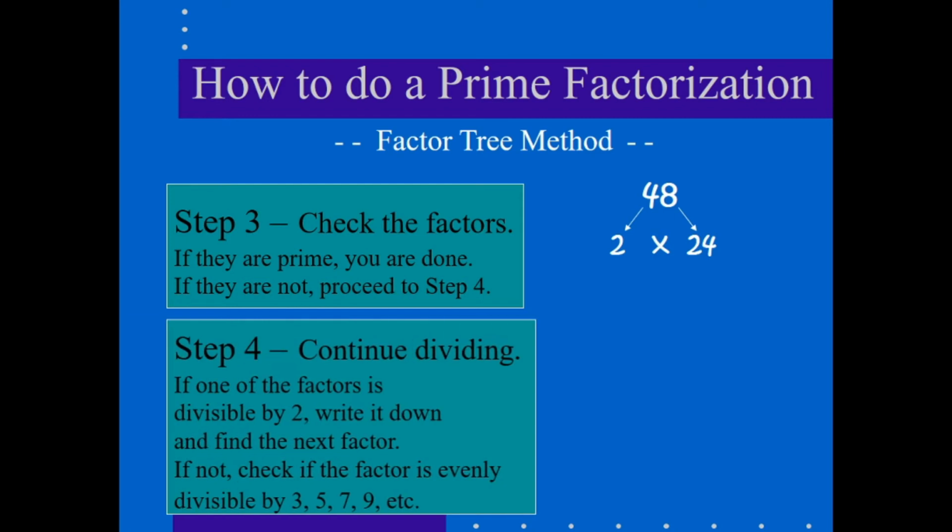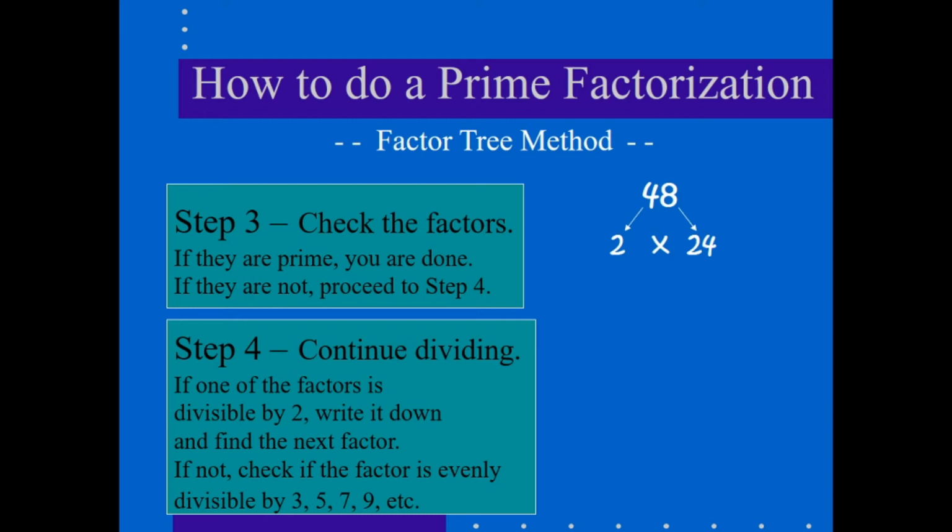Continue dividing. If one number of the factor is divisible by 2, write it down and find the next factor. If it is not divisible by 2, try or check if it is divisible by 3, 5, or etc.